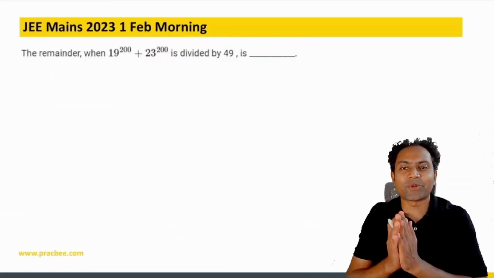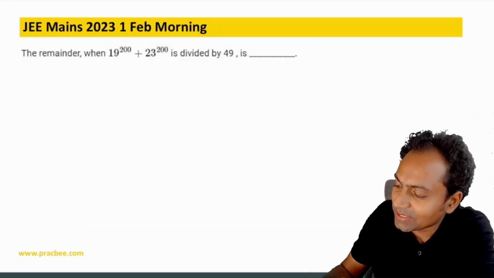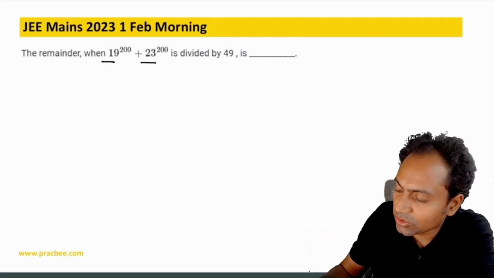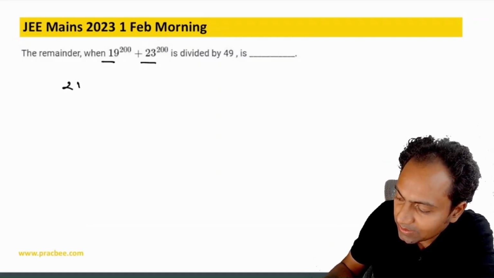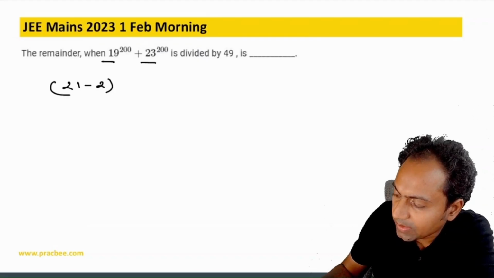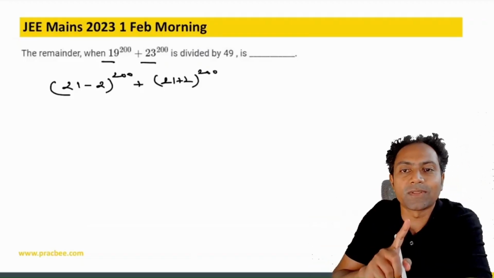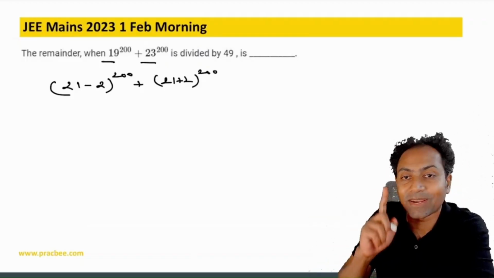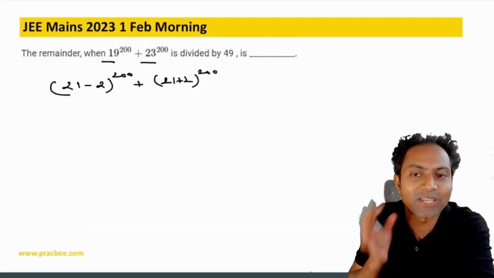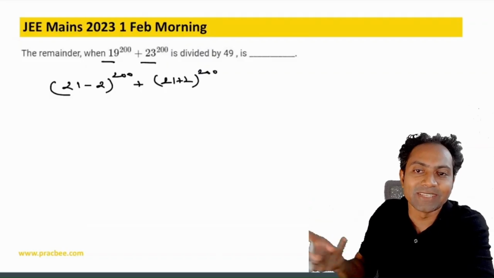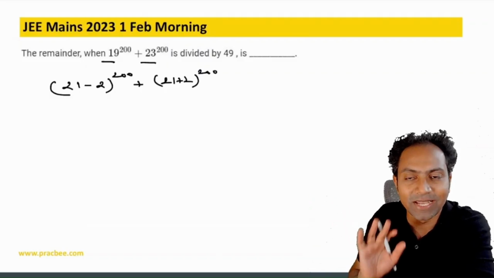Now this is a more interesting question than the last one because there are two terms involved. Earlier there was only one term involved. If I look into this question, the first part can be written as (21 minus 2) raised to the power 200 and (21 plus 2) raised to the power 200. Now why have we chosen 21? Because it is 3 into 7, so a factor of 7 will come. And if I write the binomial expansion, the factor of 7 will keep on increasing its power and we will get 49 as a multiple.